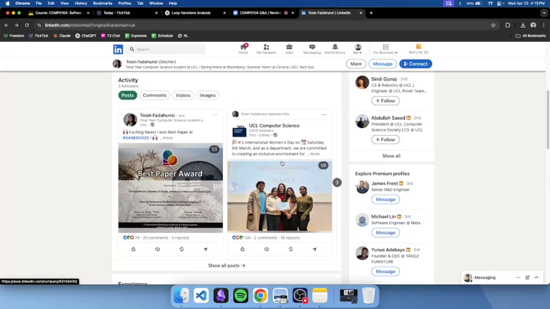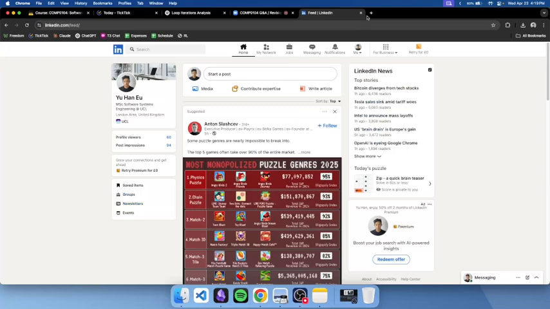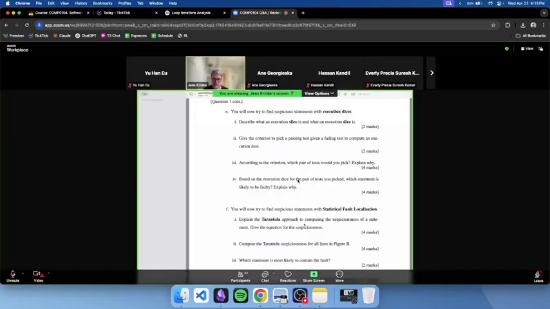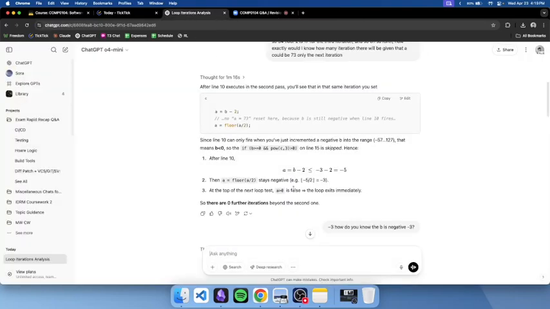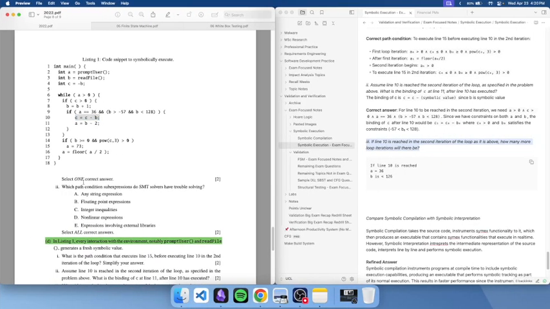E and F. Okay. You will now try to find suspicious statements with execution dices. Describe what an execution slice is and what an execution dice is. An execution slice is basically all the statements that have been executed by a test case. So basically these are all execution slices. Now, an execution dice is when you remove an execution slice from another.